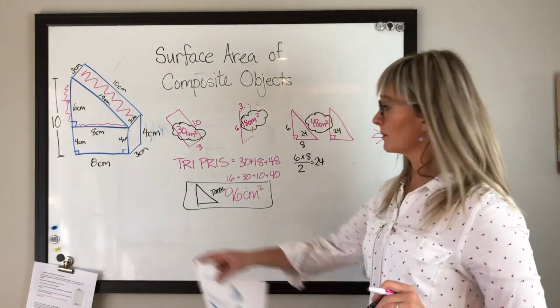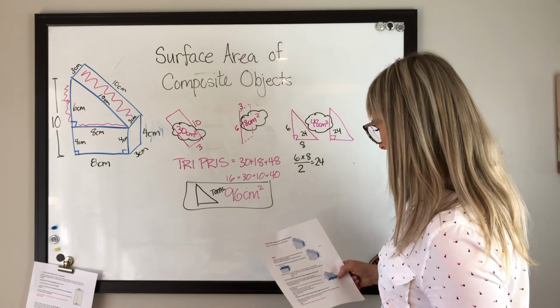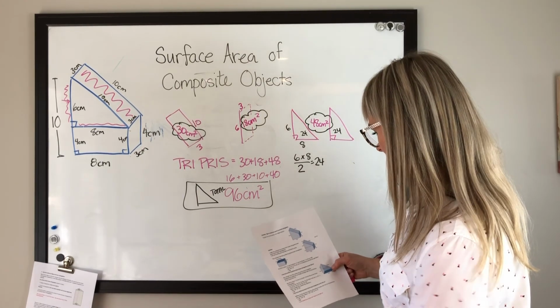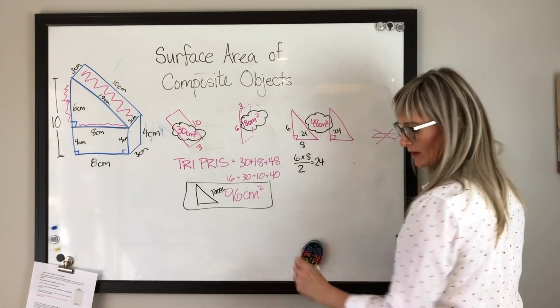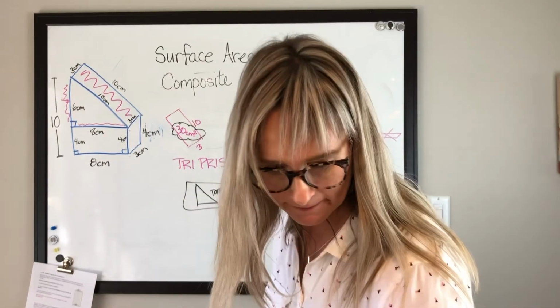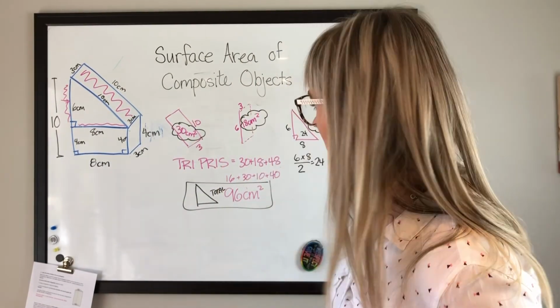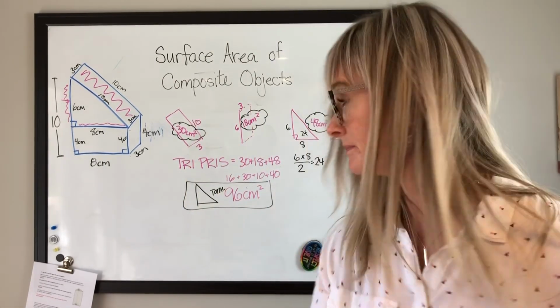Okay, what else do we need? Well, we need the rectangular prism. Okay, rectangular prism, what's that going to give us? Well, let's use a different color. Let's get out some green. I can't find green. Okay, looking, here we go, green.